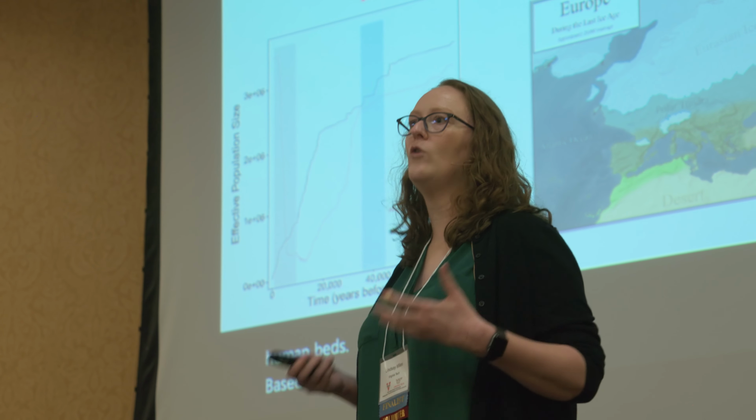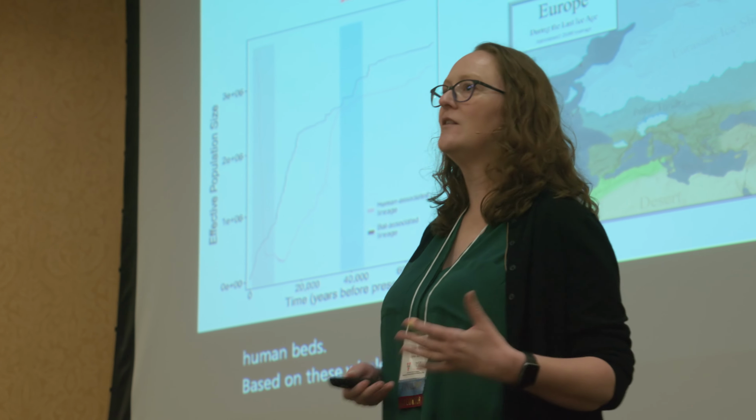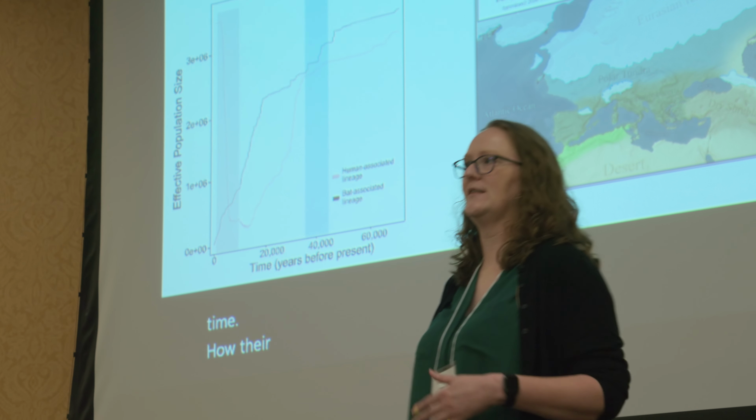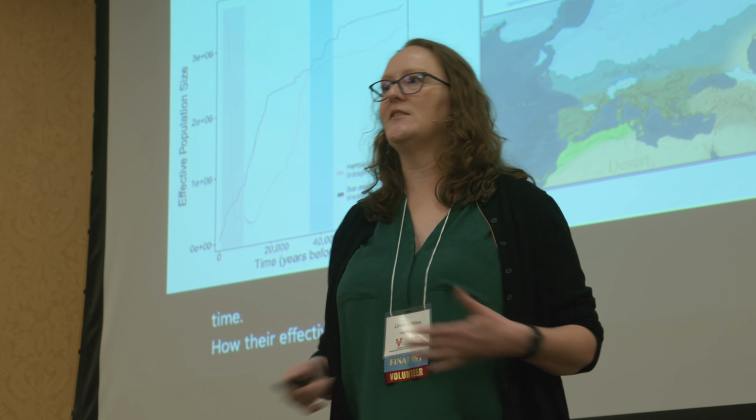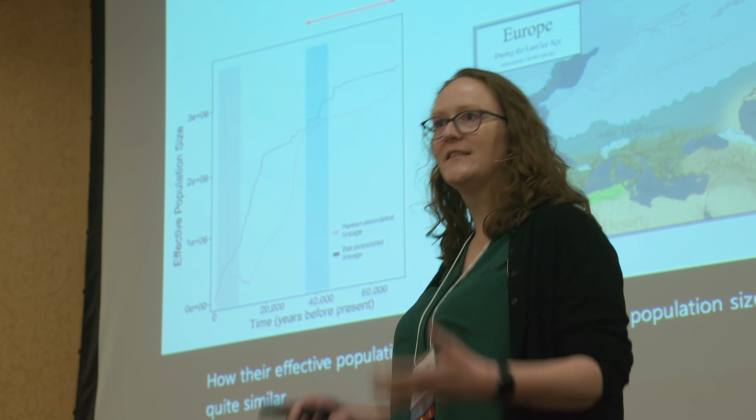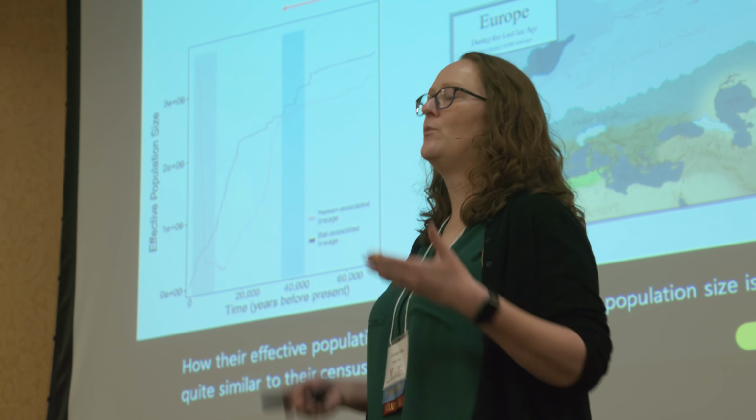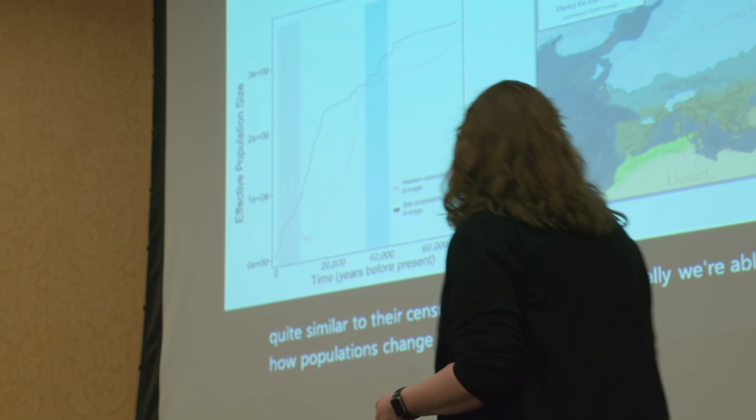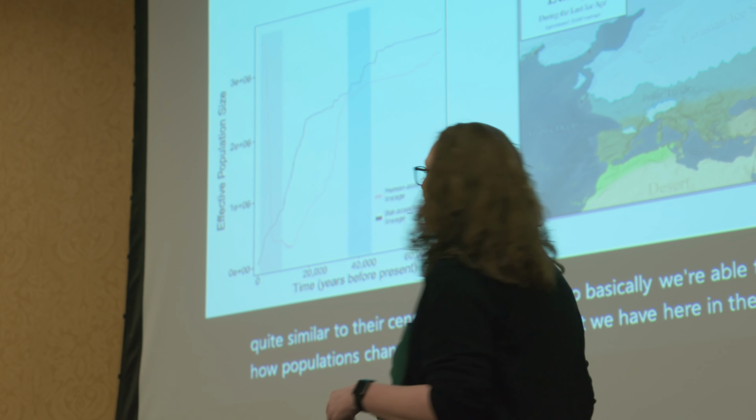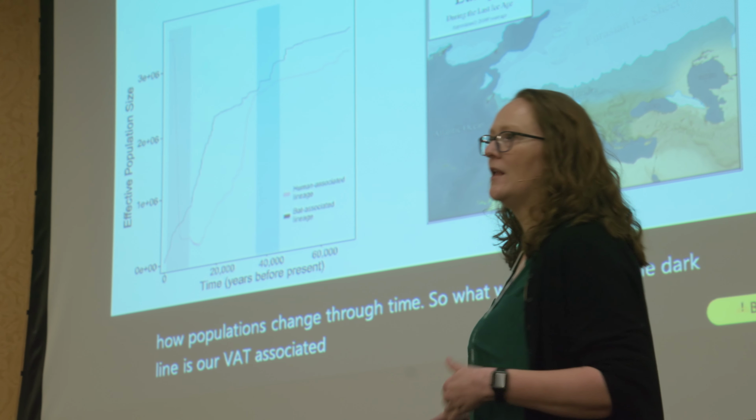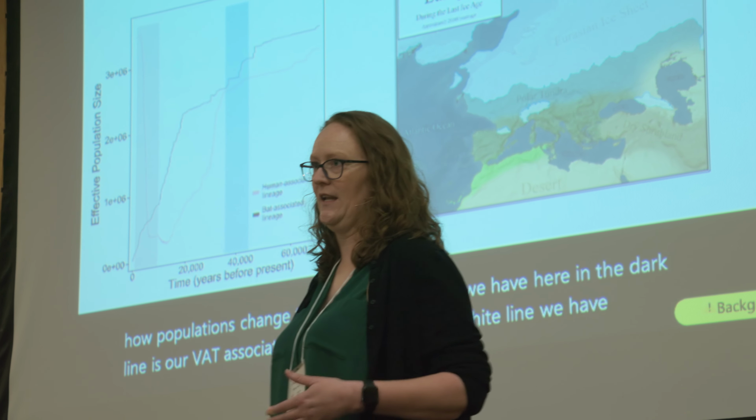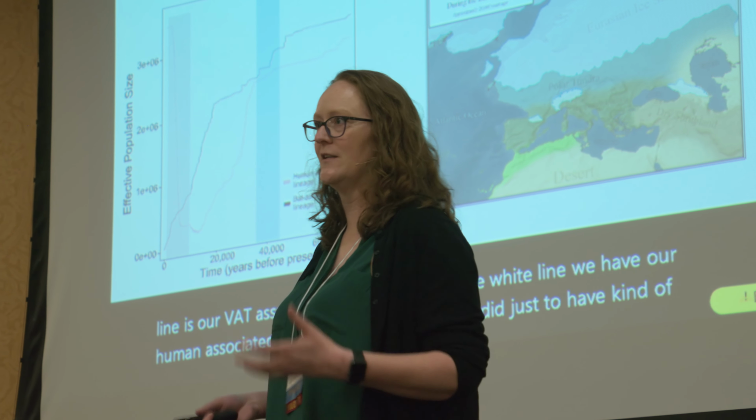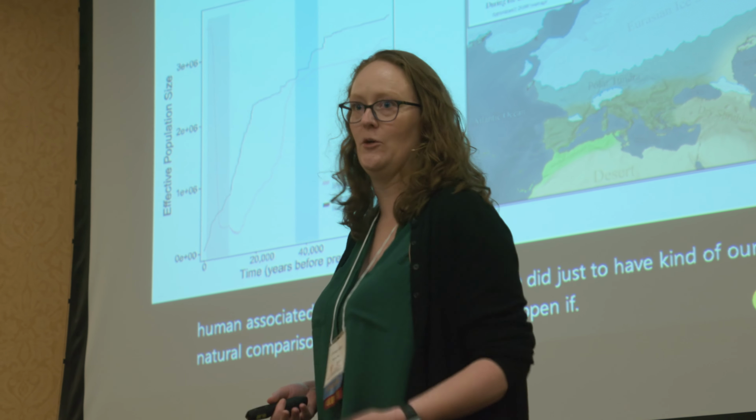Based on these whole genome sequences, we're able to analyze through time how their effective population size changes. The effective population size is quite similar to their census population size. So basically, we're able to see how populations change through time. So what we have here in the dark line is our bat-associated lineage, and in the light line, we have our human-associated lineage. The bat lineage, we did just have kind of our natural comparison, right? Like what would happen if they never jumped onto humans?